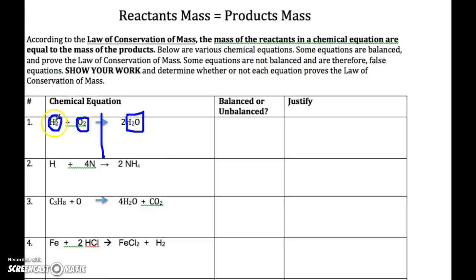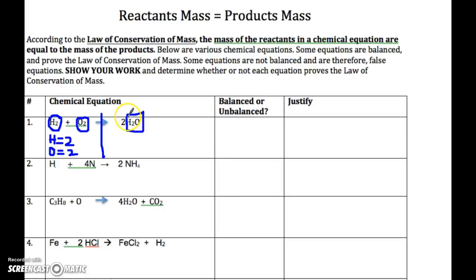So here's what we're going to do. Inside my box, I have a total of 2 hydrogen atoms, so I'm going to write H equals 2. And then oxygen atoms, also, there are 2 of them. Now I go to the product side.